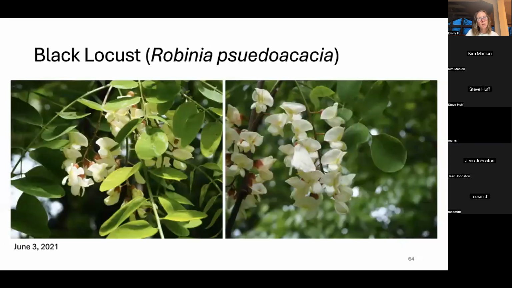Here's the black locust, and this is the last generalist I'll show you. And these flowers are going to be just like the redbud flowers, with the banner on top, the wings on the side, and the keel underneath. And in here you can even see there's a moth hiding in those locust flowers. Very pretty. And that takes us to the end.